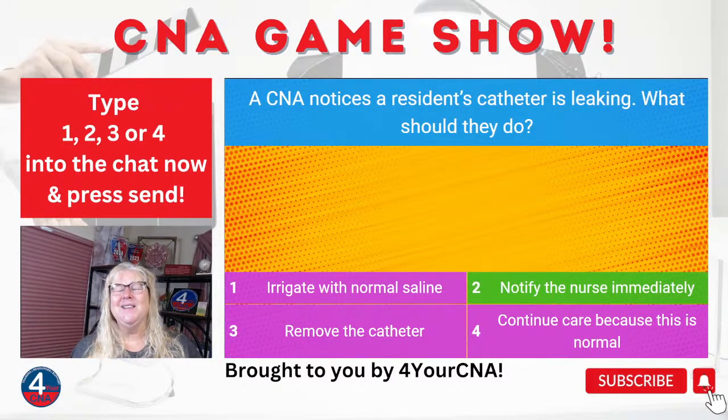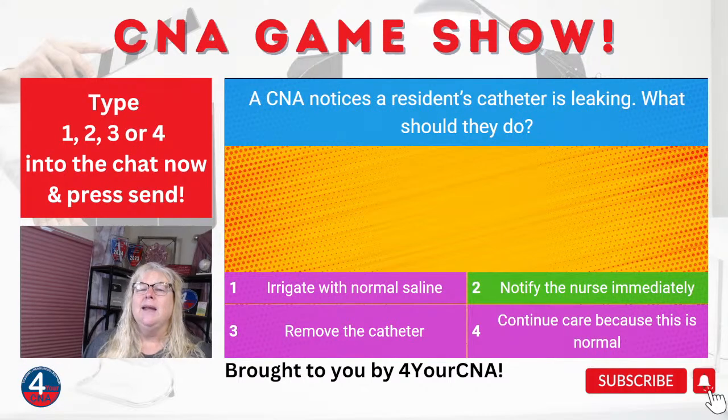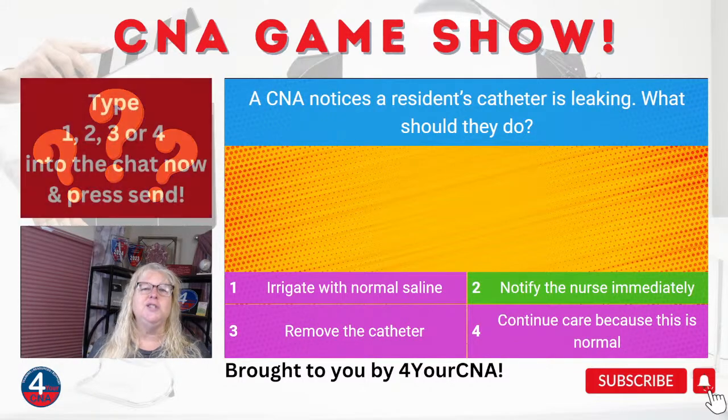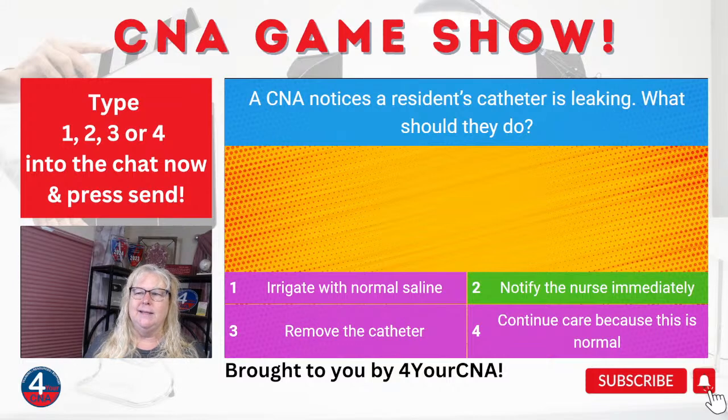All right, the right answer here is to notify the nurse immediately. Absolutely. You guys all got this one, no problem. Now, the nurse may irrigate it with normal saline, or the nurse may decide to remove the catheter. Right? Both of those might be appropriate actions for the nurse to take after further assessment. But that's not a CNA task. We don't make decisions like that. We don't assess patients. So our job, when we notice anything, is to report it to the nurse so they can make the assessment and decisions.